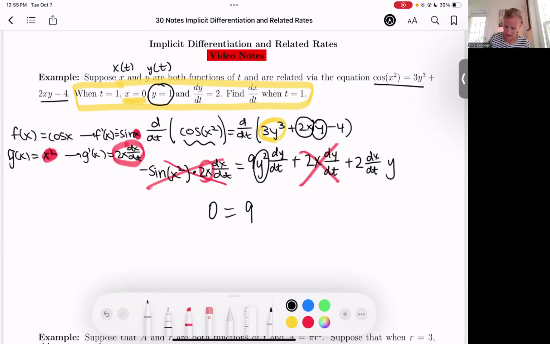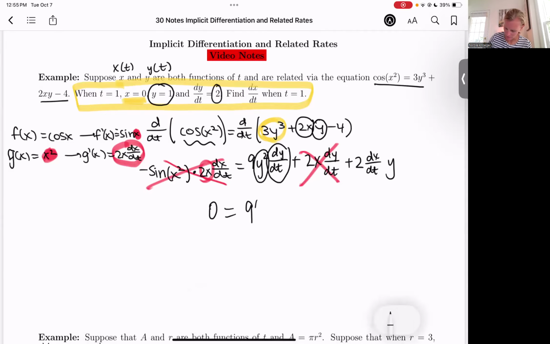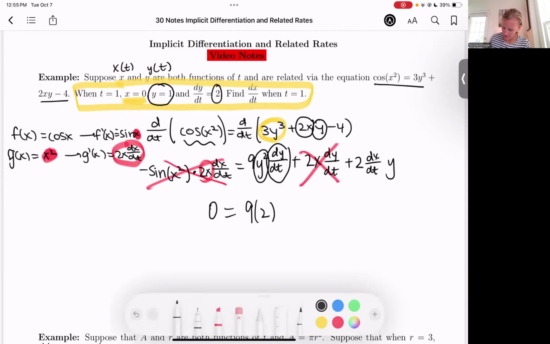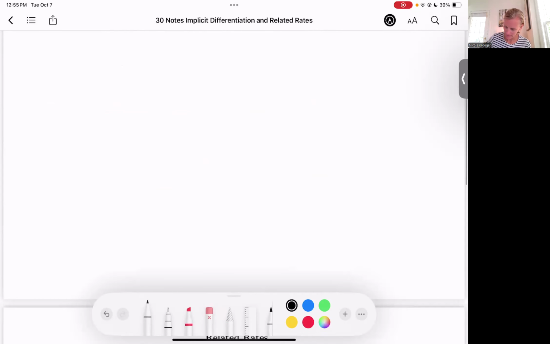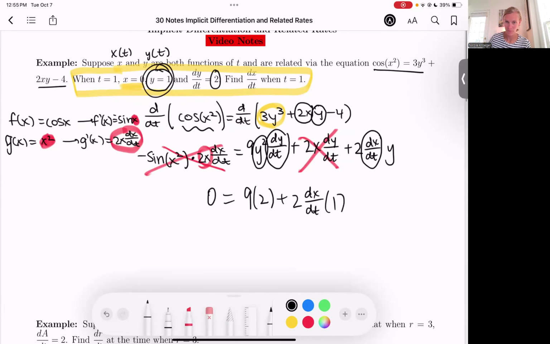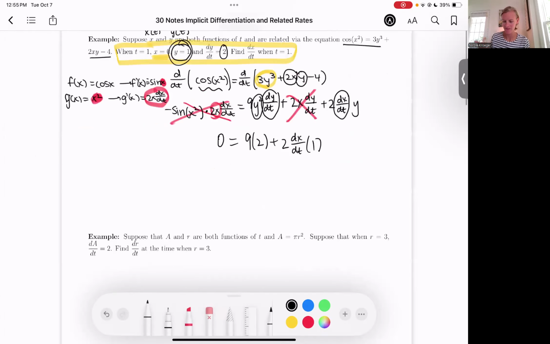So this is going to give me 9 times dy dt, which they told me is 2. So I'm going to have 9 times 2 here. And then I'm going to have 2 dx dt, which is the thing we're trying to find, so we'll leave that alone. And then y again is 1, times 1. Okay, and now we can solve for dx dt.